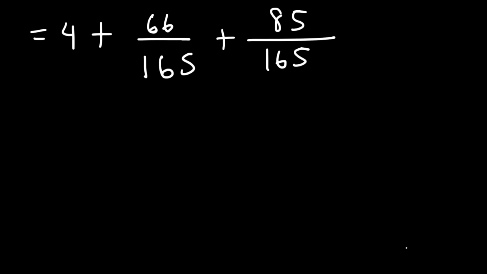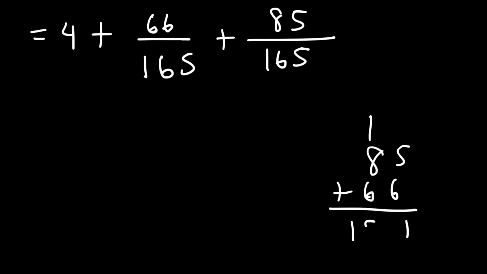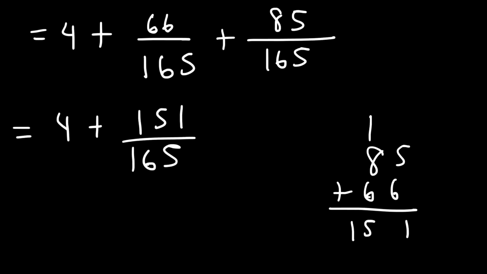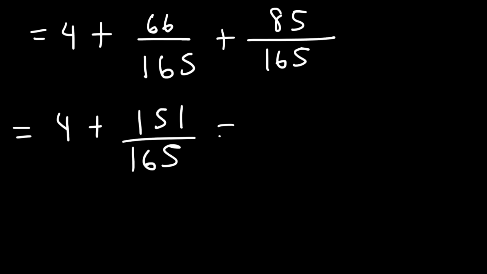So now we can add 85 plus 66. 5 plus 6 is 11, carry over the 1. 1 plus 8 is 9, plus 6, that's 15. So right now I have 4 plus 151 over 165. So the answer as a mixed number is 4 and 151 over 165.